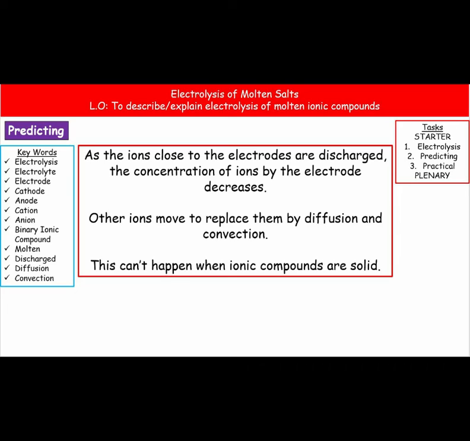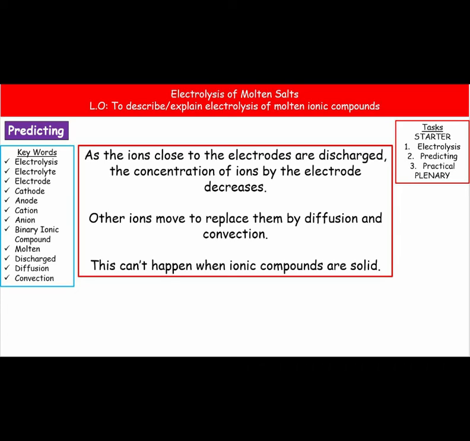Now remember the title of today's lesson is Electrolysis of Molten Salts. Now something that's molten is in its liquid form. If we've got our liquid form of our salt, then as those ions that are close to the electrodes become discharged, so they become their atoms or their molecules, the concentration of ions by the electrode is going to decrease, it drops. Which means we're then going to have that movement of ions.